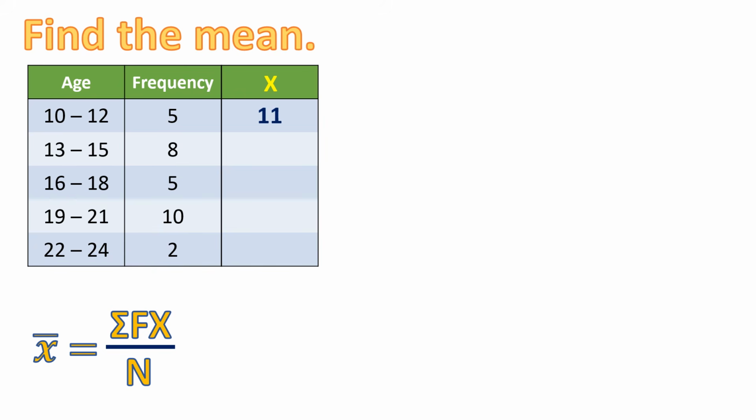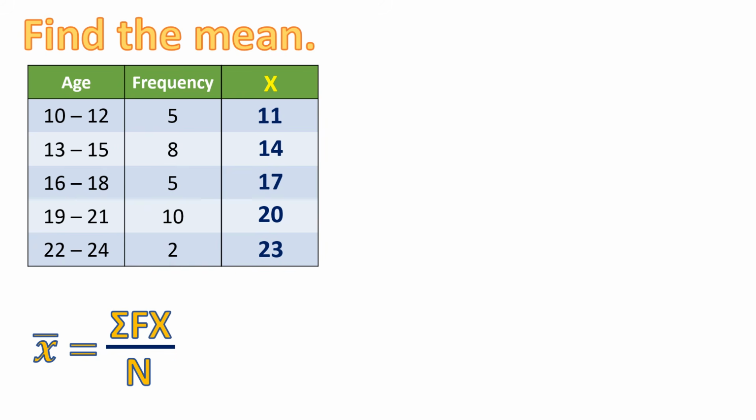Then the next one, in between 13 and 15, is 14. In between 16 and 18 is 17. And then in between 19 and 21 is 20. And in between 22 and 24 is 23. So those are exactly in the middle of each interval. That is what you call the class mark.